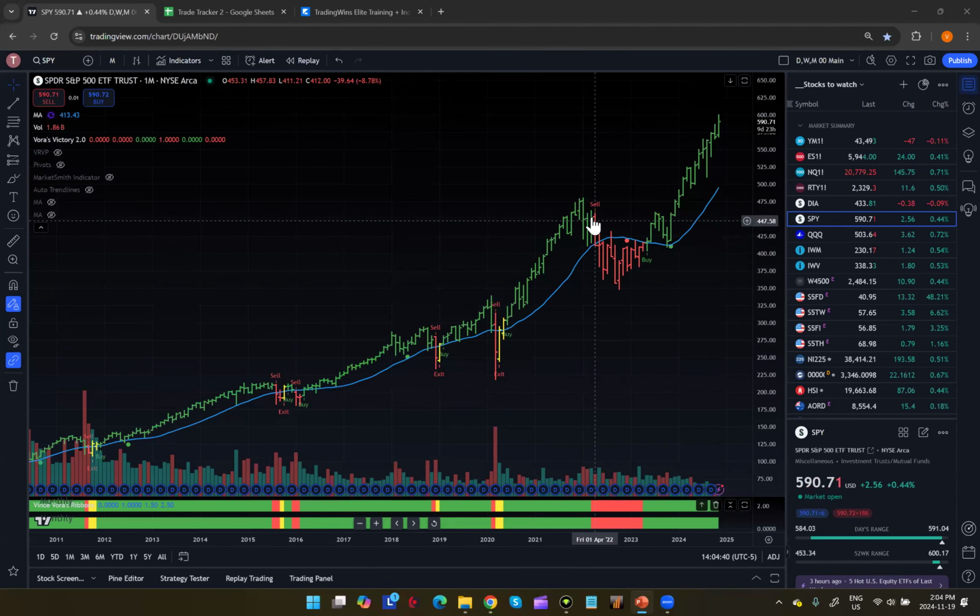When we're in sell mode, we paint them all red. And from time to time, you'll see yellow bars. That means we're neither long nor short. We should be on the sidelines, just watching and waiting for the next setup.